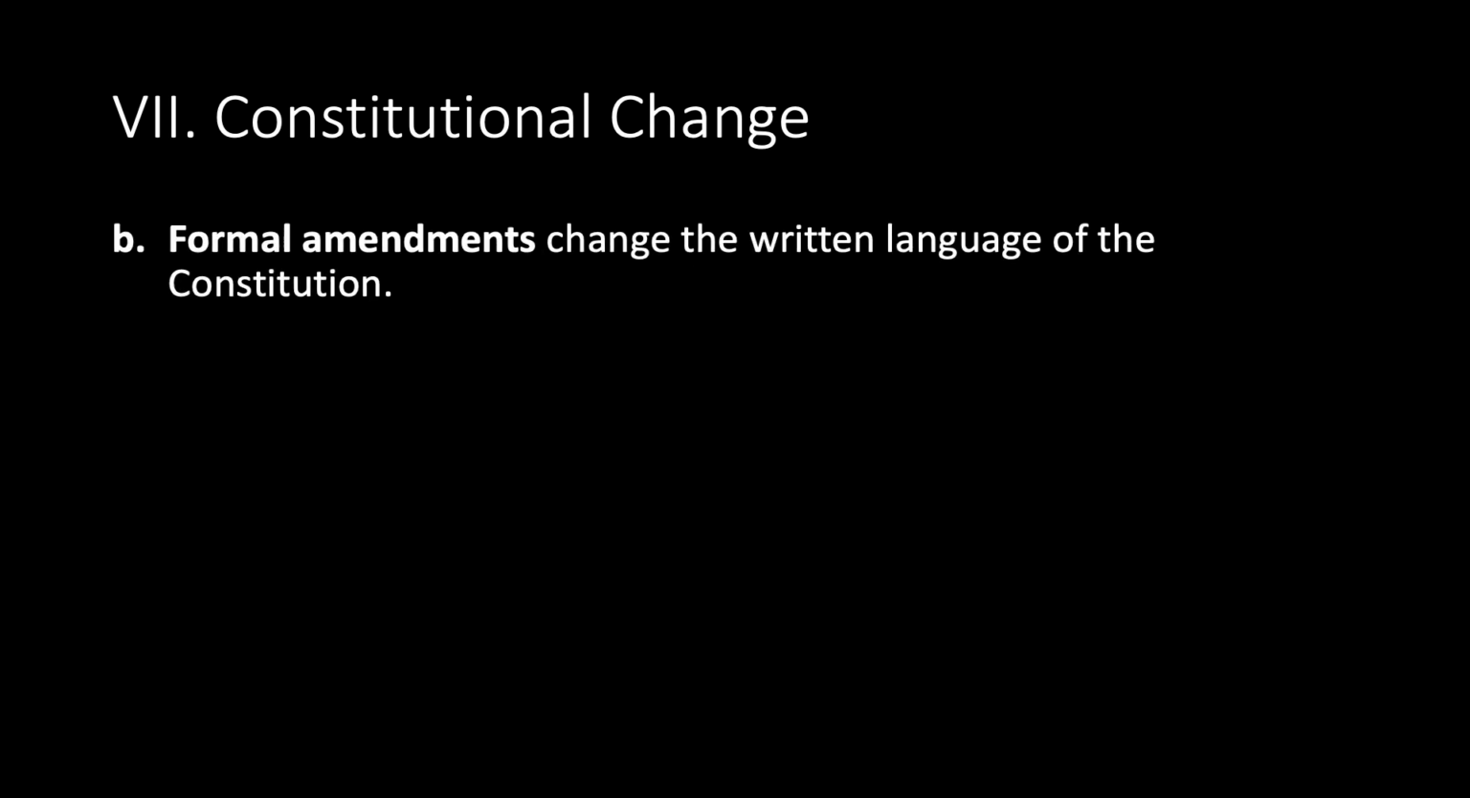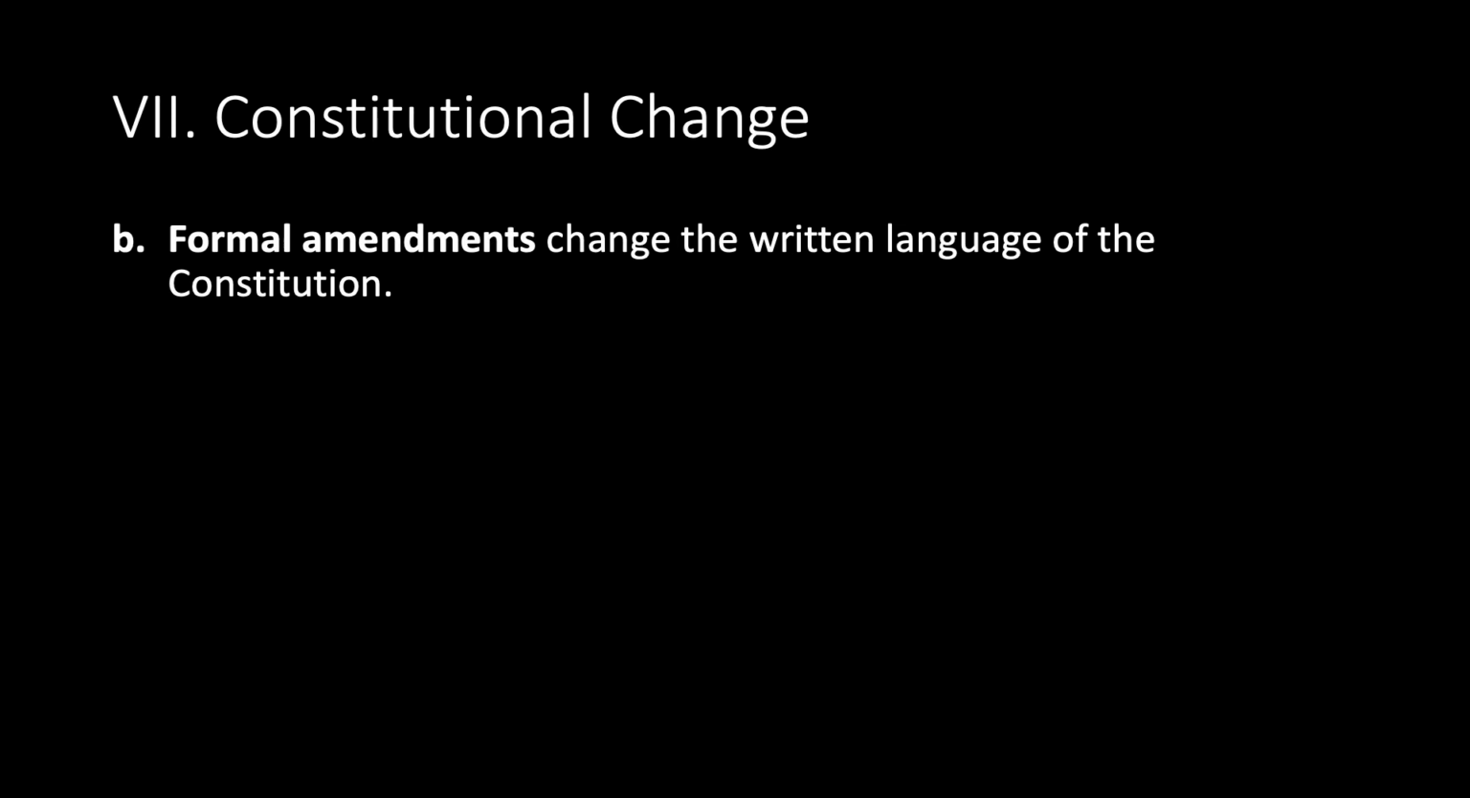Now, formal amendments to the Constitution change the actual written language of the Constitution. They go through and they either add something to the original text or they remove something from the original text. We've gone through and we have changed our Constitution some 27 times since it was ratified. Each time that has either been a situation where we've added something, for example, the right to vote for women, 18-year-olds, African Americans, etc. Other times we've gone through and we have deleted different things.